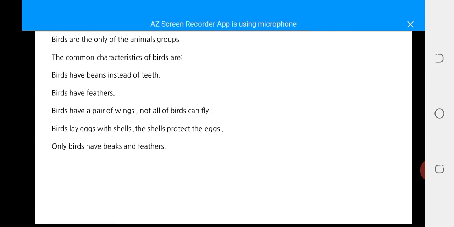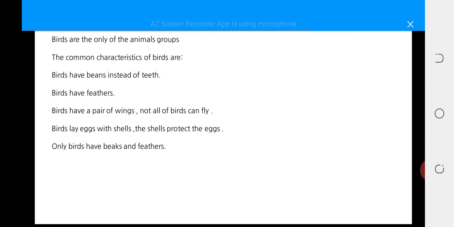We will find mammals that live on land, such as elephants, tigers, foxes, and cats, and we will also find mammals that live inside the water, such as dolphins and whales. This is about the group of mammals inside the group of animals.